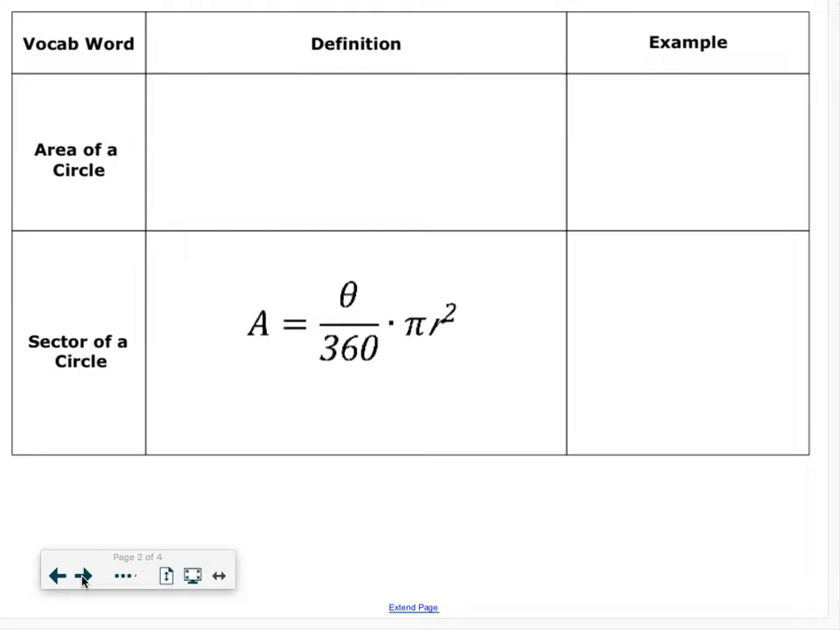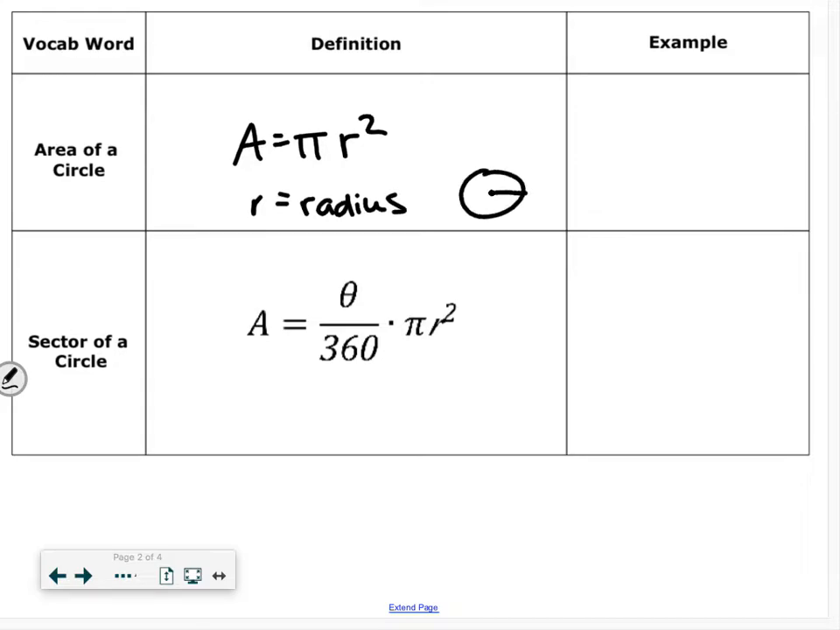So, the area of a circle should sound familiar. Pi times r squared, and r represents your radius, or the distance from the center of the circle to the side. So if we had a circle with a radius of 4, the area would be pi times 4 squared, or 16 pi.